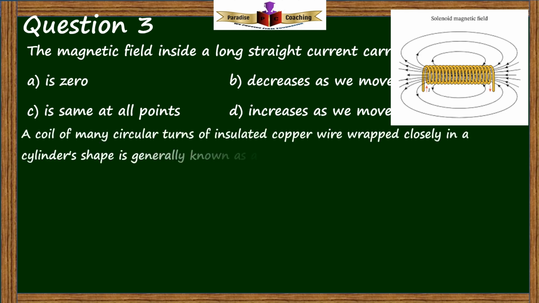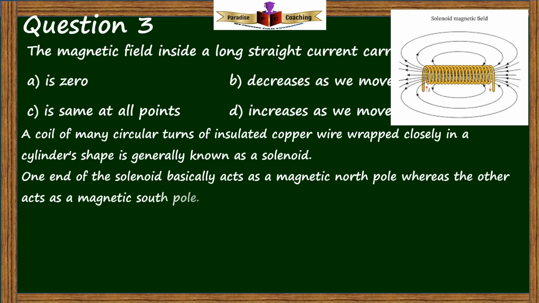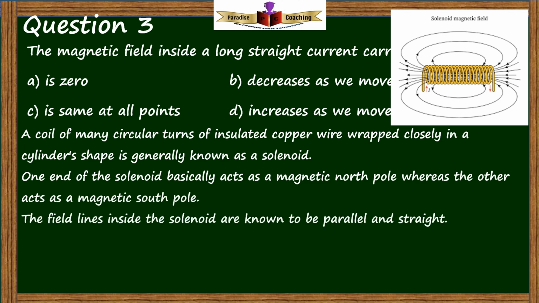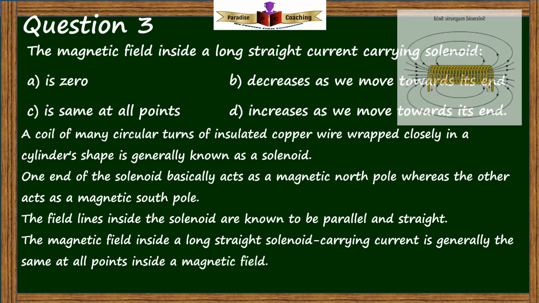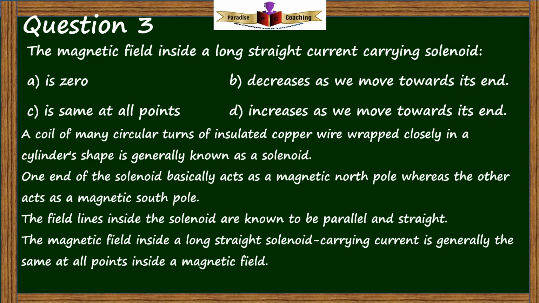A coil of many circular turns of insulated copper wire wrapped closely in a cylinder shape is generally known as a solenoid. One end of the solenoid acts as a magnetic north pole, whereas the other acts as a magnetic south pole. The field lines inside the solenoid are parallel and straight. The magnetic field inside a long, straight solenoid carrying current is the same at all points inside. The correct answer is C, same at all points.